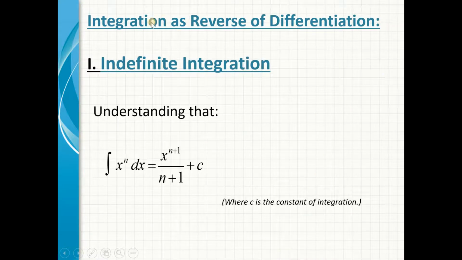Integration has 2 types, indefinite and definite. But first, let's see how to do indefinite integration. Integrate x up to power n with respect to x: x up to power n plus 1 over n plus 1 plus c. We studied before in part 1 of integration, first, the value of integration.